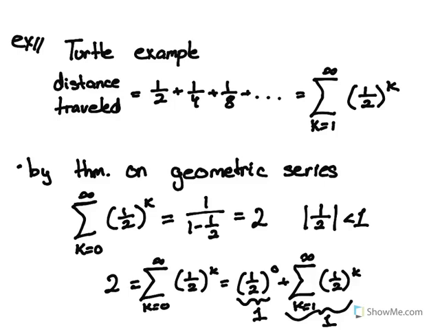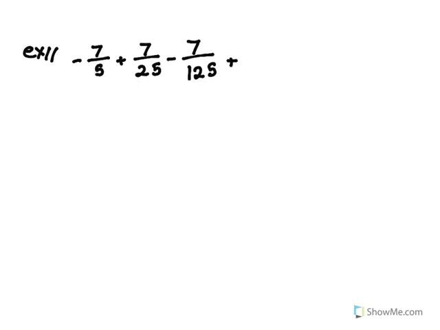So our definition of convergence of series is consistent with our intuition of the moving turtle. Okay, another example, let's consider the series minus 7 over 5 plus 7 over 25 minus 7 over 125 plus 7 over 625, and so on.